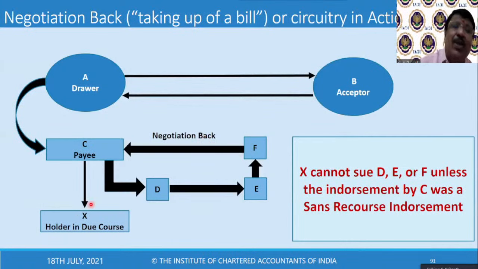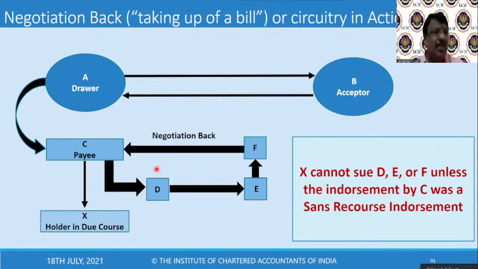See the circulation. Think about it. Suppose B doesn't honor the bill, X can sue C. C will say go to D. D will say go to E. E will say go to F. F will again say go to C. It will become a circular action, circuity of action. So the law is very sensible.